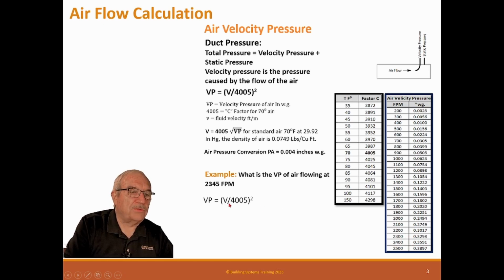So velocity pressure equals V divided by 4005 squared. So it'd be 2345 divided by 4005 squared, and that equals 0.3428. And you can see that's in between these two numbers. So that's a reasonable answer for velocity pressure.